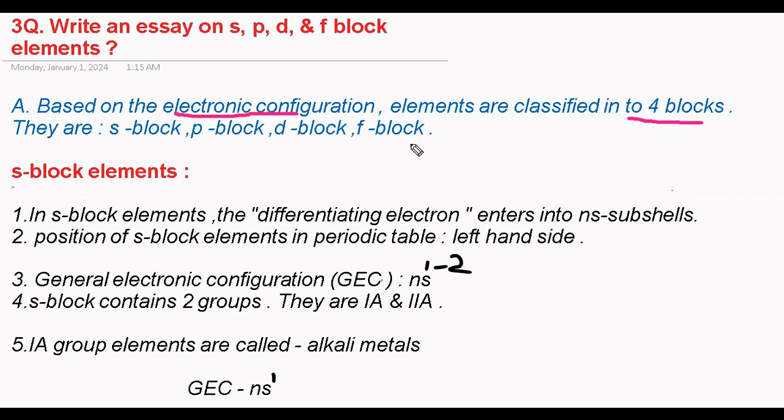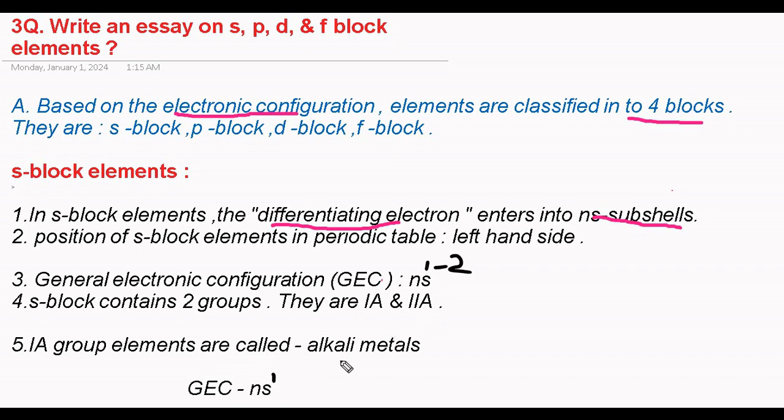The first block is S block elements. In S block elements, the differentiating electron enters into the S subshell. The position of S block elements in the periodic table is left hand side. General electron configuration is ns1 to 2. The groups present in S block are first A and second A.